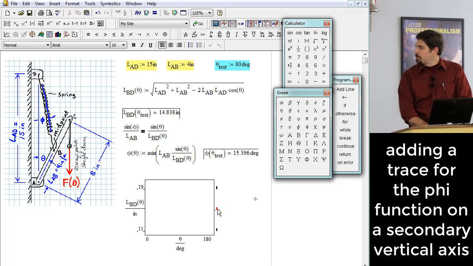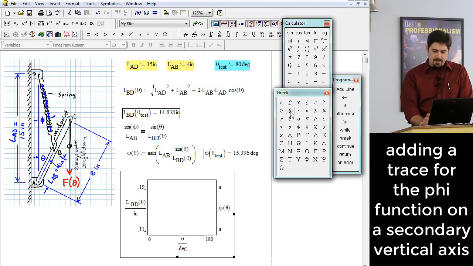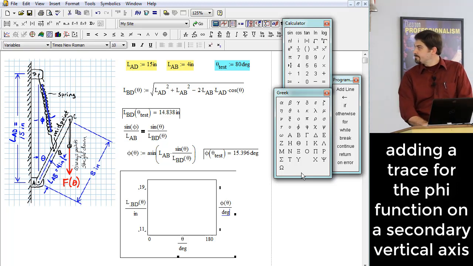It gave me another placeholder over here. What do you think I put there? Phi of theta. Again, divide by the units that I'd like to see. Okay.